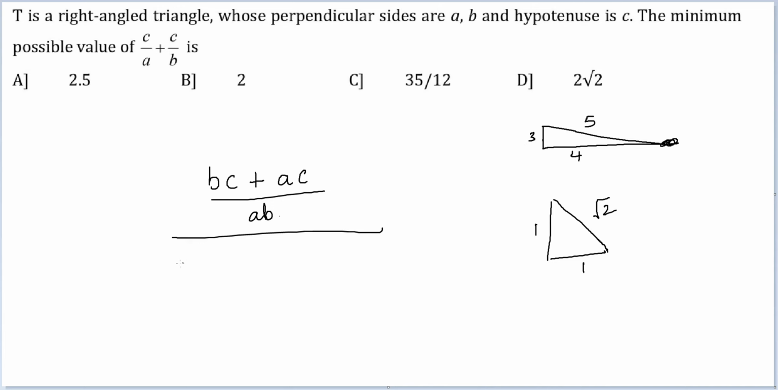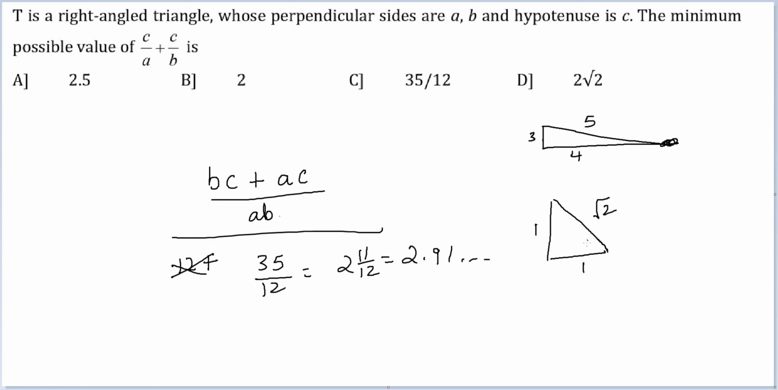We get BC will be 12. Sorry, BC will not be 12, I'm so sorry. 15 plus 20, so 35. And this would be 35 by 12, which is equal to 2 whole 11 by 12, which is equal to 2.291 something along these lines.